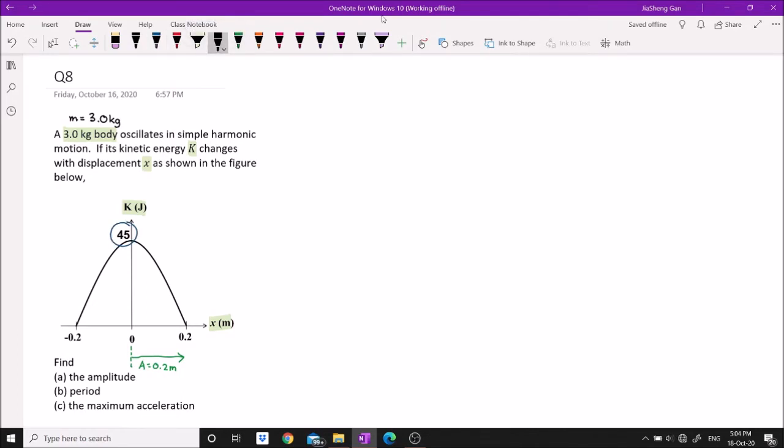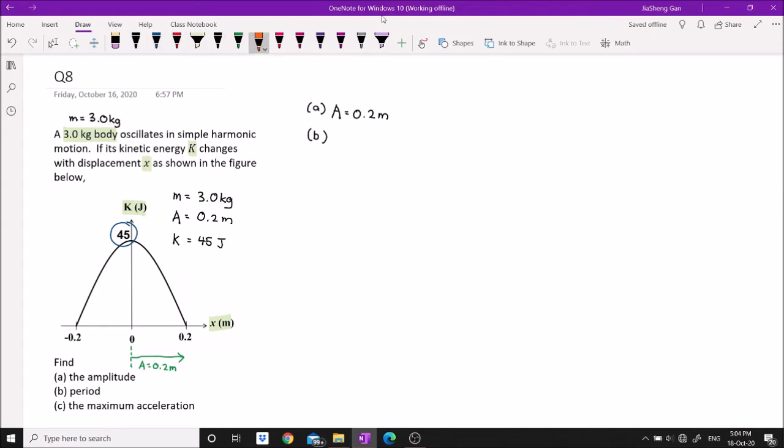Okay, there's a lot of information. Let's list it down. Mass is 3.0 kg. The amplitude is equal to 0.2 meter, and the kinetic energy will be equal to 45 joule. Knowing these three things, we can probably start to solve the question. Question A, straightforward, asks for the amplitude, and we already listed it down, so you can just copy that to be 0.2 meter. B is asking for period. Do you have anything regarding period here? I can't see anything related to time for now.